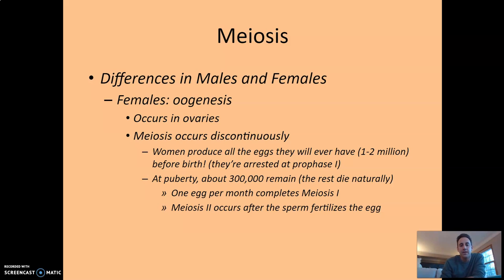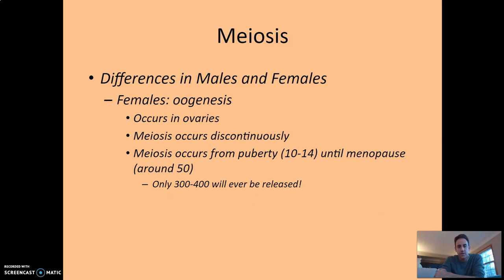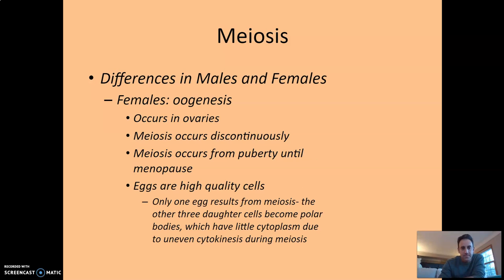And then meiosis 2 occurs after the sperm actually fertilizes the egg. So to contrast this, meiosis occurs from puberty, about ages 10 to 14, until menopause, around age 50, which means if you do the math on that, only about 300 to 400 eggs are ever going to be released. Which means in 1 second, men produce more sperm cells than females will produce eggs in their entire lives.